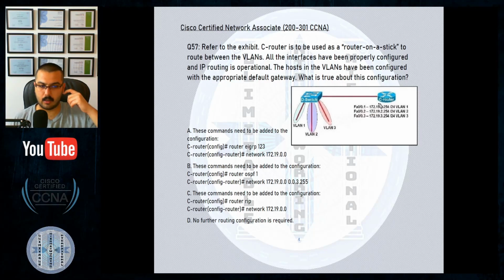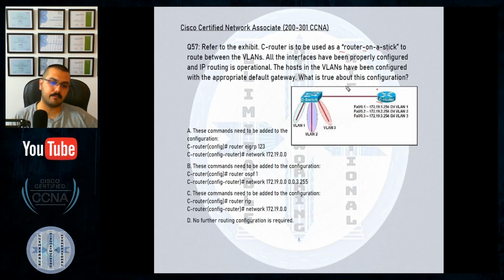Refer to the exhibit. Router C. Yeah, this question, very good question. Router C is to be used as a ROAS, router on a stick. This router here, it's one router connected to one stick. Okay, this is the meaning. To route between those three VLANs, all the interfaces have been properly configured. Everything is operating. The hosts in the VLAN have been configured with the appropriate default gateway. What is true then? Okay, so in this router I have three sub-interfaces.